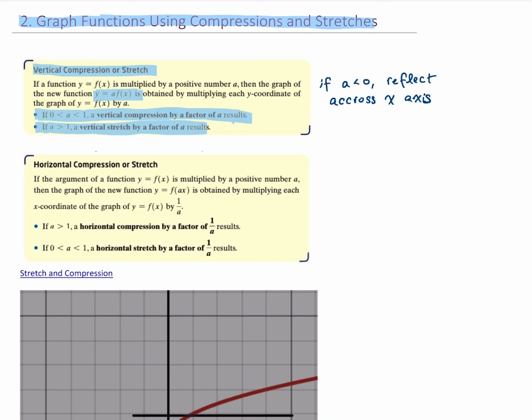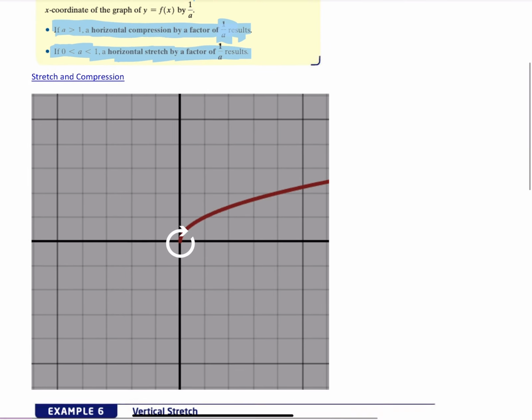And then in a similar way, we have horizontal compressions or stretches. This is when we multiply something inside the function, and we see that here: y equals f of a times x. Notice that a is inside. If a is greater than 1, then we get a horizontal compression, which looks similar to a vertical stretch. It compresses it inwards. And if a is a fraction, then we get a horizontal stretch. These can be somewhat tricky to visualize, but let's look at a Desmos graph.